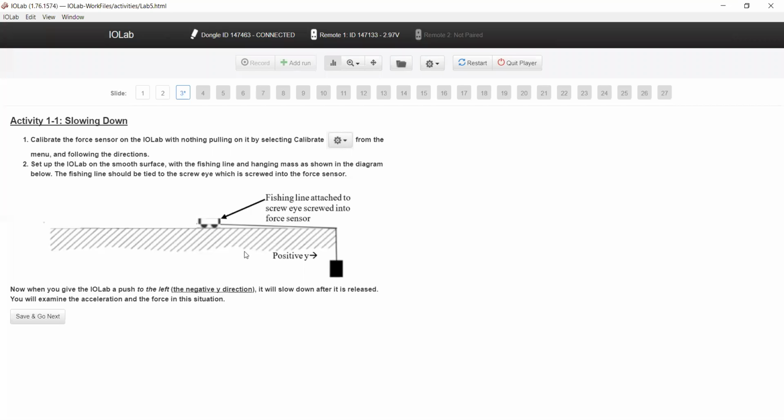In this one we'll see how the acceleration and the force behave in this situation. Slowing down, like we did previously: if we give a push from this side to that side, this mass will always pull on that IOLab, and it will slow its speed. So this is our positive direction, and force is being applied in the positive y-axis. You can click on save and go next.